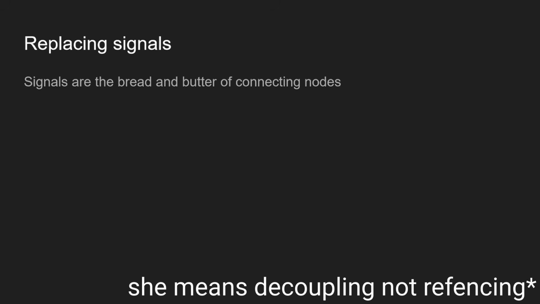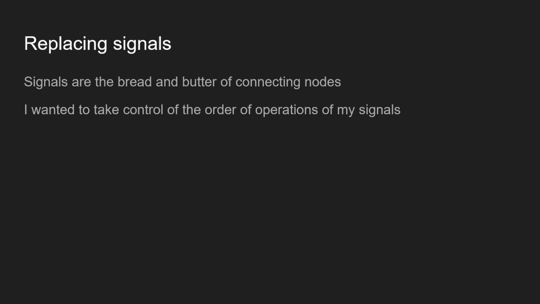If you know anything about Godot, you know that signals are the bread and butter of connecting nodes. It's almost always the recommendation that you use signals to communicate between nodes. It helps reduce the amount of direct referencing you do, because that's all kind of managed by the engine. I showed you earlier that I had control of the order of operations of my signals in my strategy game.